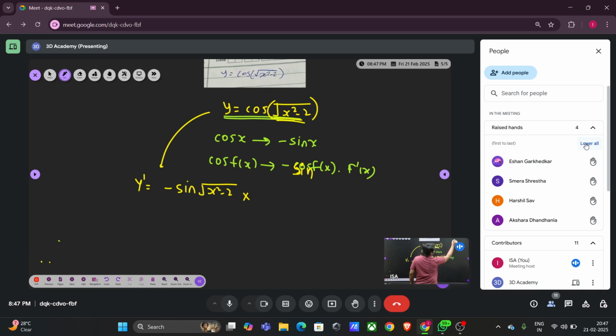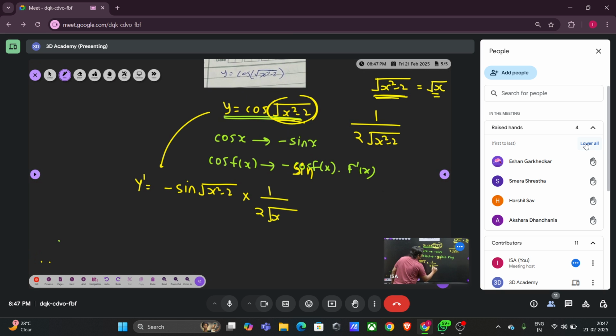So imagine what is the differentiation of root x square minus 2. So this is symmetrical to root x. So differentiation of this is 1 upon 2 root x. So differentiation of this function will be 1 upon 2 root x. But it is not only x, it is x square minus 2. So you will multiply differentiation of x square minus 2. That will be 2x. Guys, how many of you understood these steps?